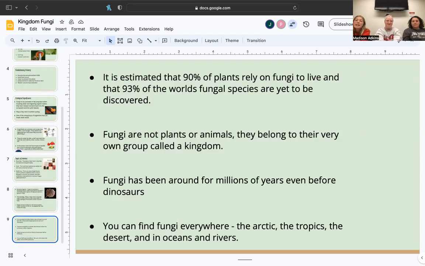It is estimated that 90% of plants rely on fungi to live, and that 93% of the world's fungal species are yet to even be discovered. Fungi are not plants or animals. They belong to their own group called a kingdom. Fungi has been around for millions of years, even before dinosaurs, and you can find fungi everywhere: the Arctic, the tropics, the deserts, in oceans, rivers, in your house, and in your body. The end.